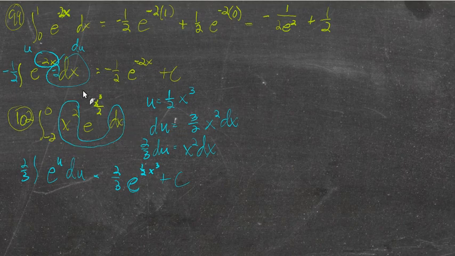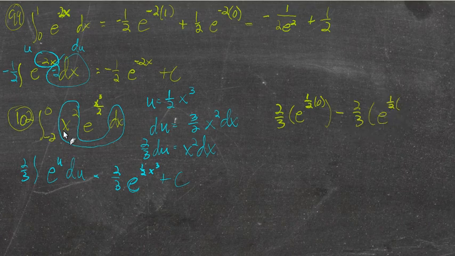So now to take this antiderivative, we're just going to take this function, plug in 0, then plug in negative 2 and subtract. So 2 thirds times e to the 1 half times 0 cubed, which would be 0. Okay, so that's that. Minus 2 thirds times e to the 1 half times negative 2 cubed. So this is 2 thirds times 1. So e to the 0 is 1.